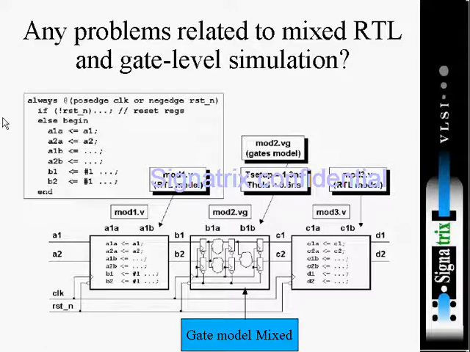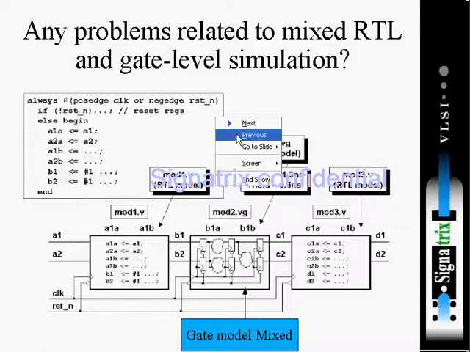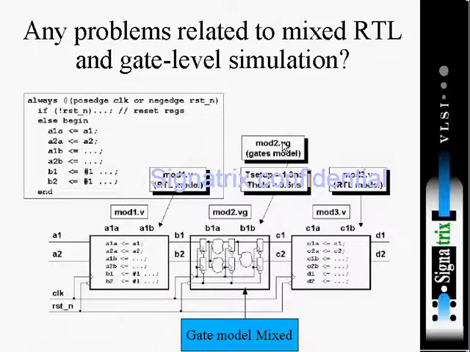Any problem related to mixed RTL and gate level simulation? What they are telling: this is the gate level model. Mod 1, mod 2, setup time of 1.3 ns and T hold of 0.6 ns they are mentioning. So mod 2 VG. Before that it was mod 2 dot V, right? Now they are telling VG.